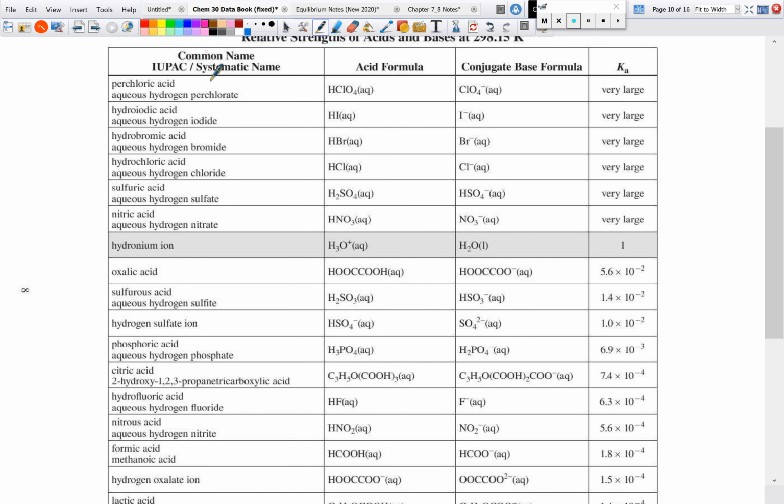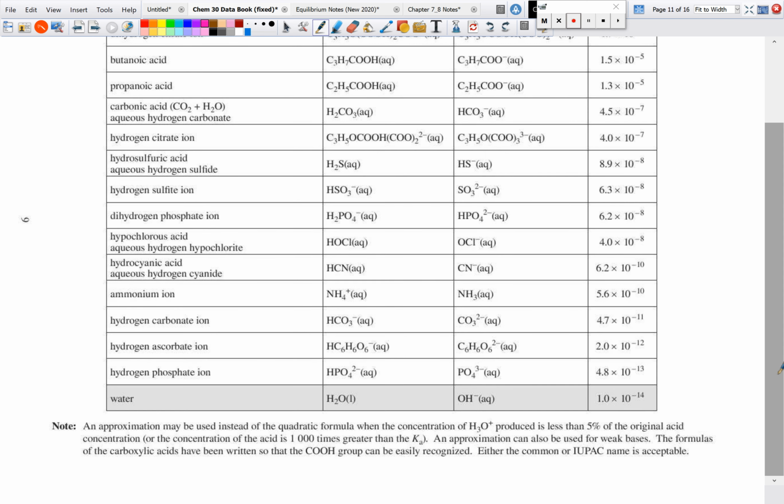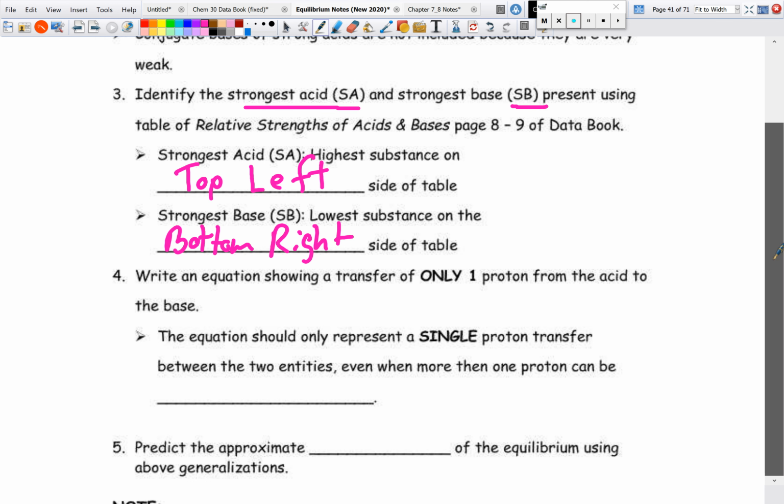So what that means, as we go up on the left, we have our strong acids, and of course, as we go down here, we get our strong base. All right, so that's why when you look at our table of relative strength, the one on the bottom right-hand side is hydroxide, the strongest base of all. So that's how we're going to use that.